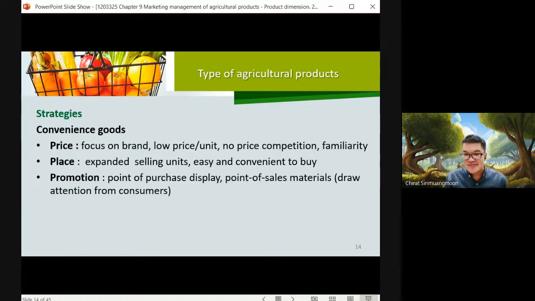How about promotion? You need to do some point of purchase display. Maybe you just decorate the product or the place, make it look beautiful or link it to the concept. Sometimes you also need point of sales materials, like a promotion at the purchase time, buy two get three, buy one get one, to draw attention. Of course, keep in mind the convenience goods look very much the same. You need to make something special or different, and do not forget to focus on the brand.